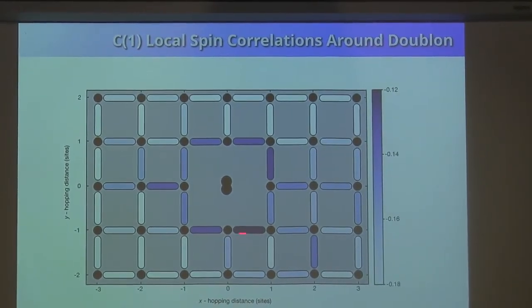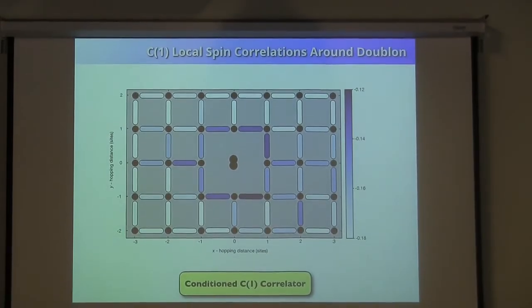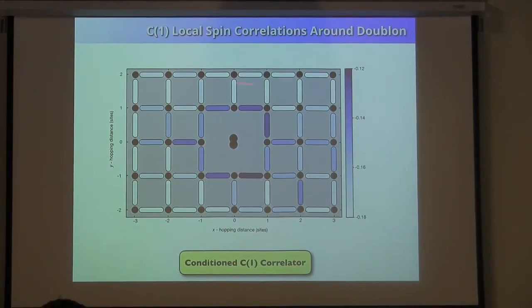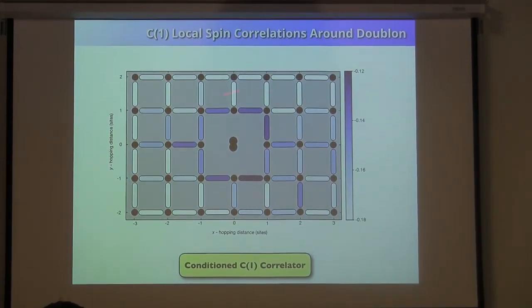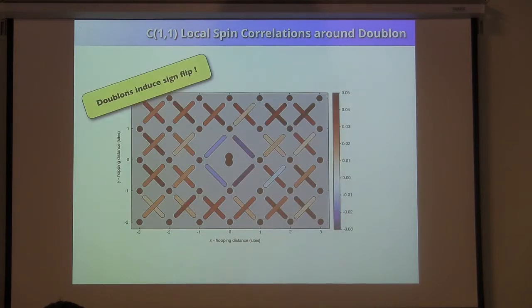This is the next neighbor spin correlator on the horizontal and vertical bonds. The white is the background value, and already here you can see a modification, a distortion of the antiferromagnetic correlations around this doublon. This gets even more dramatic if you look at the diagonal bonds. There you can see a complete sign flip of the antiferromagnetic correlations, going from positive ferromagnetic correlations along the diagonal to negative values. And Fabian will explain more about how this comes about.